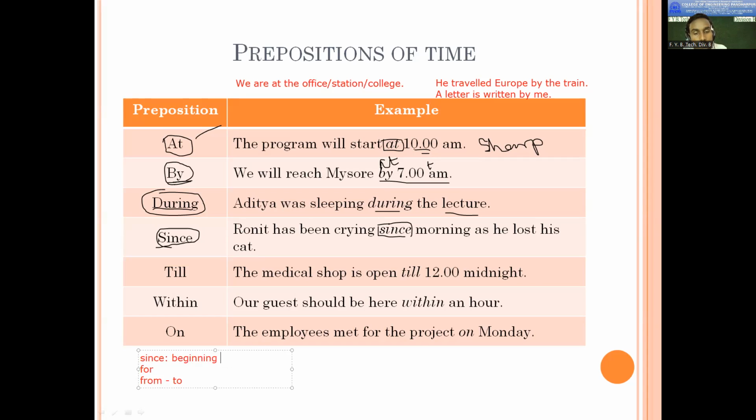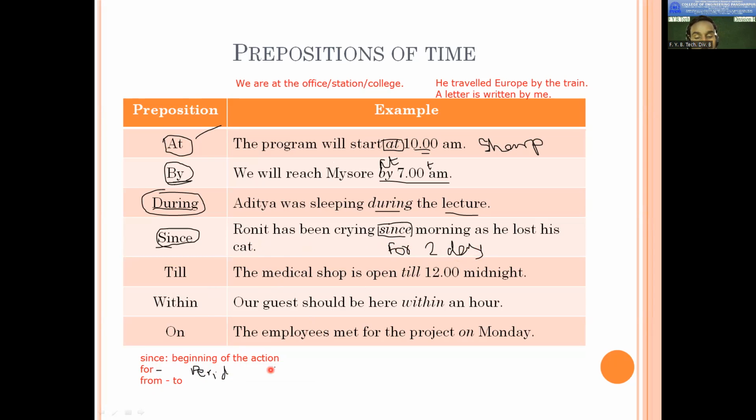Beginning of the action. For example, right now, since morning. So that crying started in the morning, so that is the beginning. And now here you'll come to know for. So for is used for what? For is used for period, how much time it was going on. So if we are using it like this, Rohit has been crying for 1 hour, for 2 days, that is a period of time.